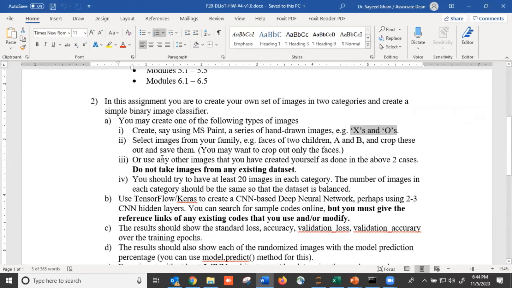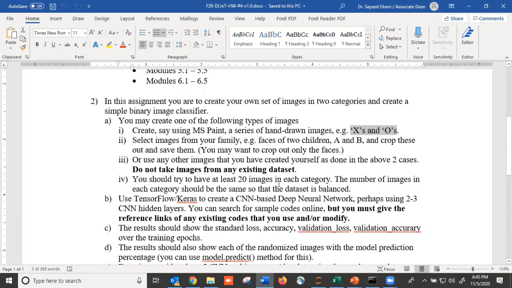I don't want you to take anything from an existing data set because then you're not learning how to create your own data set. It should be balanced. In other words, the number of X's and the number of O's should be the same, okay? It doesn't have to be X's or O's. You could also say, for example, you create a bunch of X's and the others could be all the other alphabets. It could be 1, 0 to 9, okay? That's a better categorization. That's more robust.